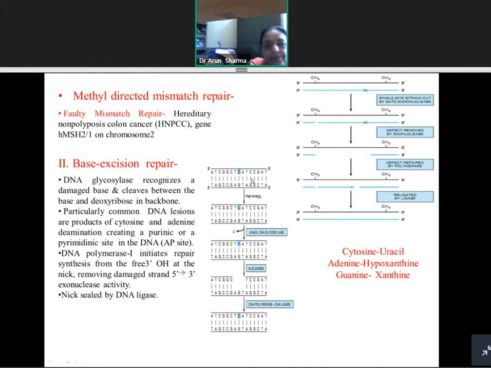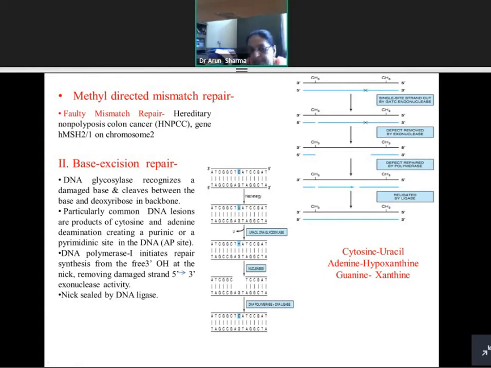Now look at this. Usually due to exposure to some external phenomena such as heat or UV, what will happen is, instead of cytosine which was here, see now this is the cytosine molecule, this cytosine is converted to uracil, okay? Now once this has taken place, what will happen? This uracil has to be removed. Now this uracil is removed by a uracil DNA glycosylase.